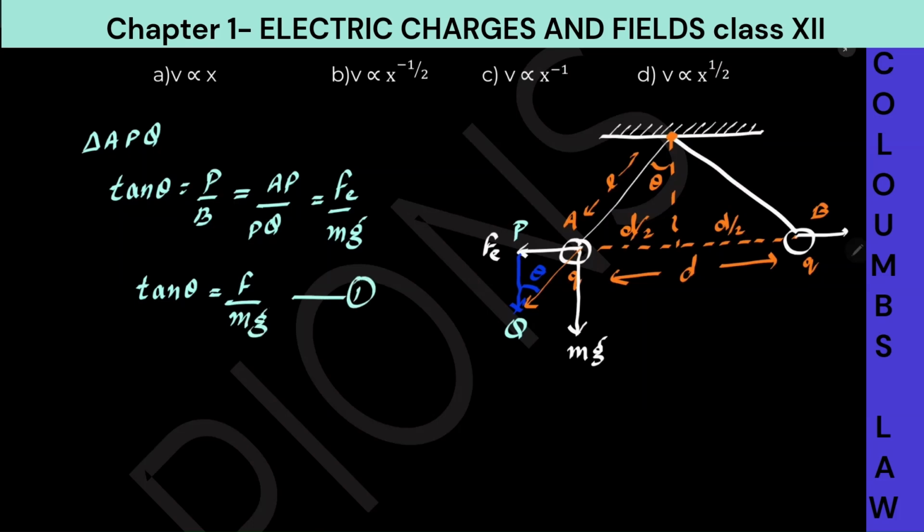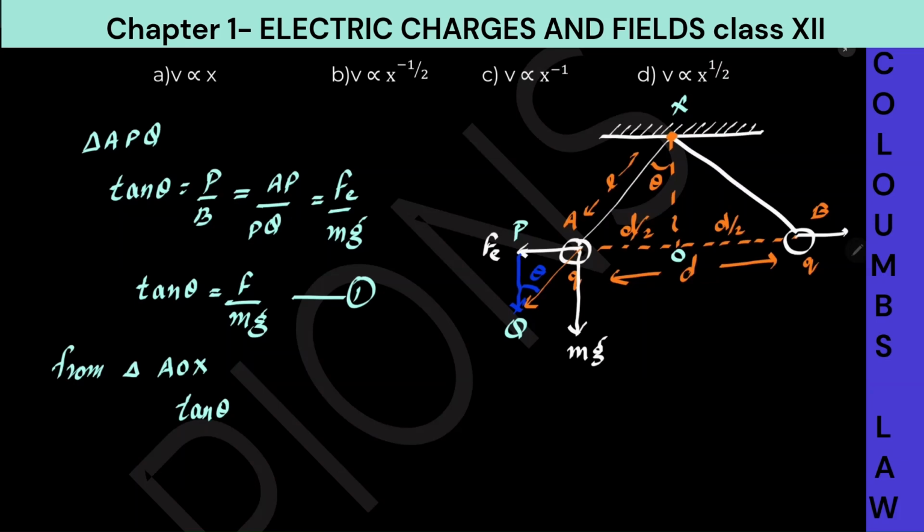Great. If this is that, let's understand what tan theta is from another triangle. Let's call the points O and X. Look at triangle AOX. What will be tan theta now?